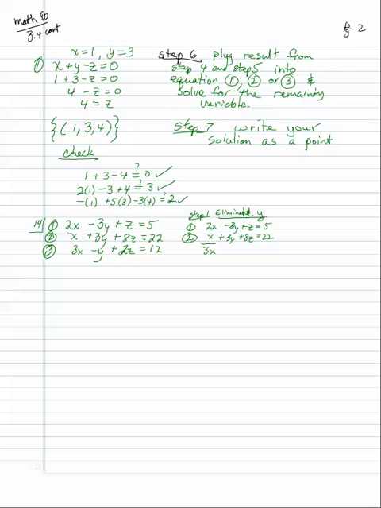That gives me 3x plus 9z equals 27. Call that equation 4. Now, step 2, I'm going to use the equation I haven't used yet, which is 3, and get rid of y.